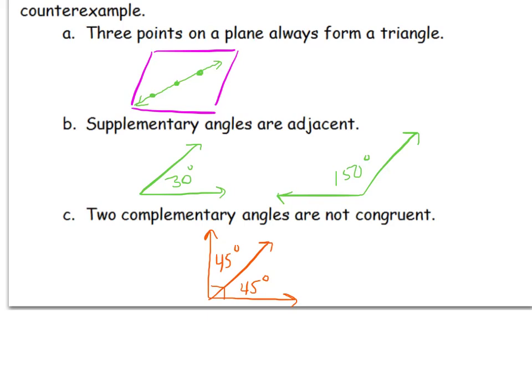Last one. Two complementary angles are not congruent. So if we're talking about complementary angles, we know they have a sum of measures that is equal to 90 degrees, and it is saying they are not congruent. What I came up with is two angles, both of which are 45 degrees. Since they're both 45, that means they are congruent, and when we add them up, we know that we get 90 degrees. Therefore 45 plus 45 gives me a complementary pair of angles. This is what I ended up having for my counterexample.